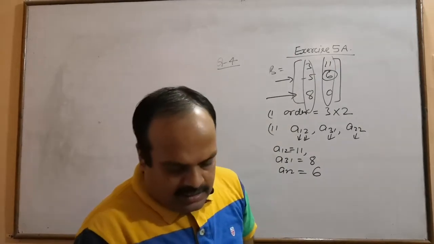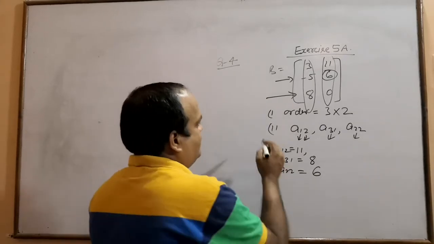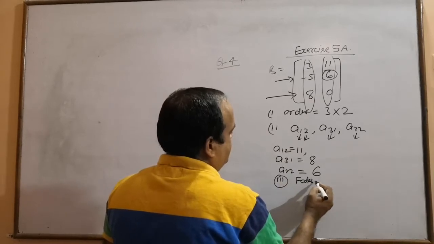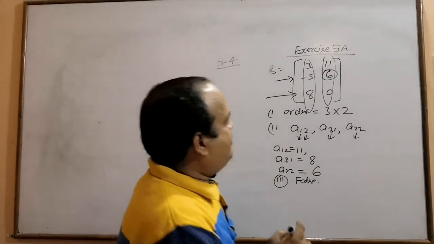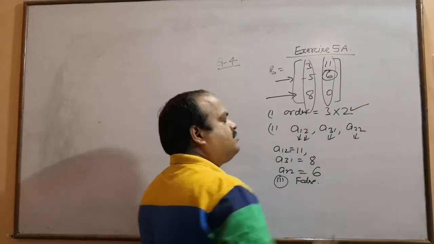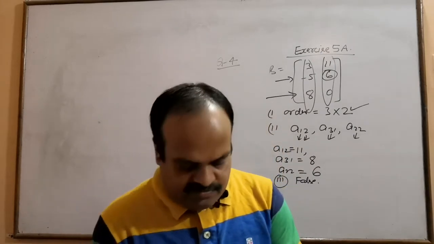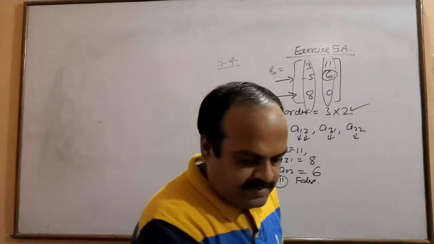Third part, if B is a square matrix, true or false? False. B is not the square matrix because its order is 3 cross 2. Question number 4, we have finished. Now next question, question number 5.